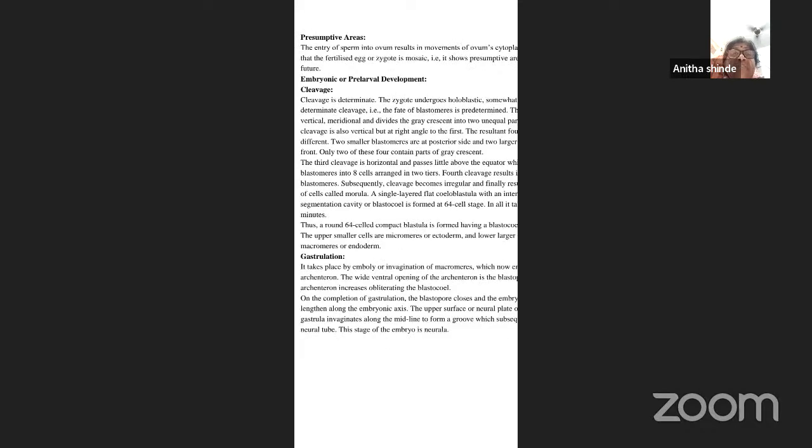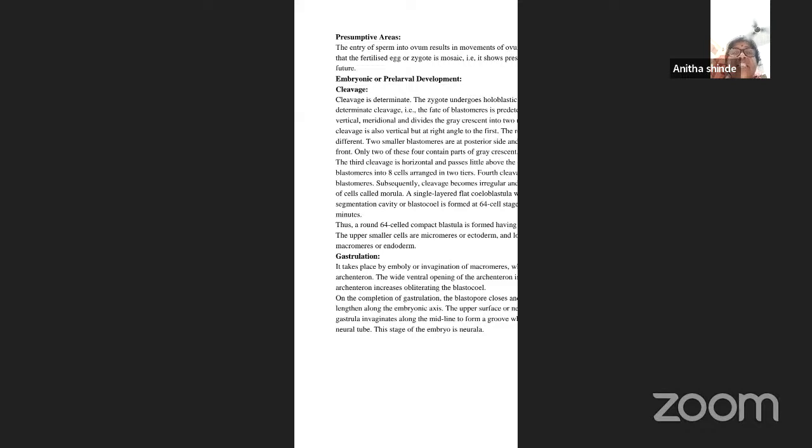And finally, it will result in a solid ball of cells, which we call the morula. Once a morula is developed, a single layered flat coeloblastula will be formed with an internal fluid-filled cavity, which is called the blastocoel. This blastocoel is formed at the 64 cell stage. In all, it takes about 110 minutes, which is nearer to 2 hours. So within 2 hours, the complete cleavage will take place. Thus, a round 64 cell compact blastula is formed containing a blastocoel in the interior.